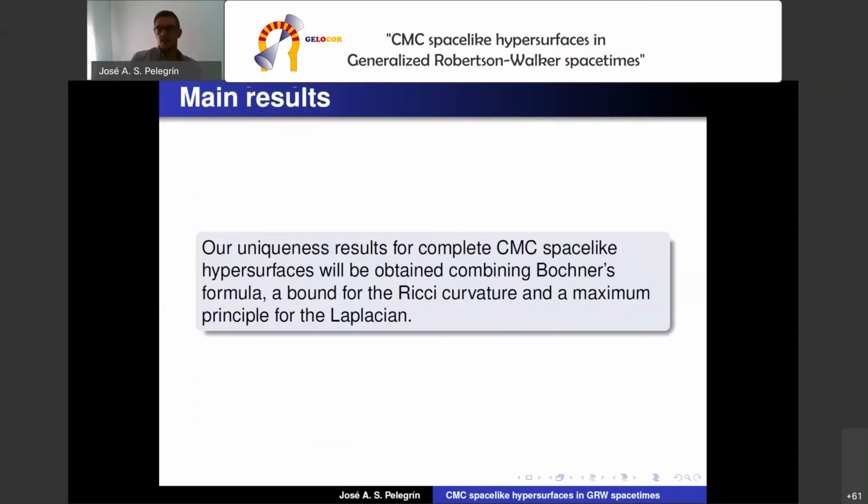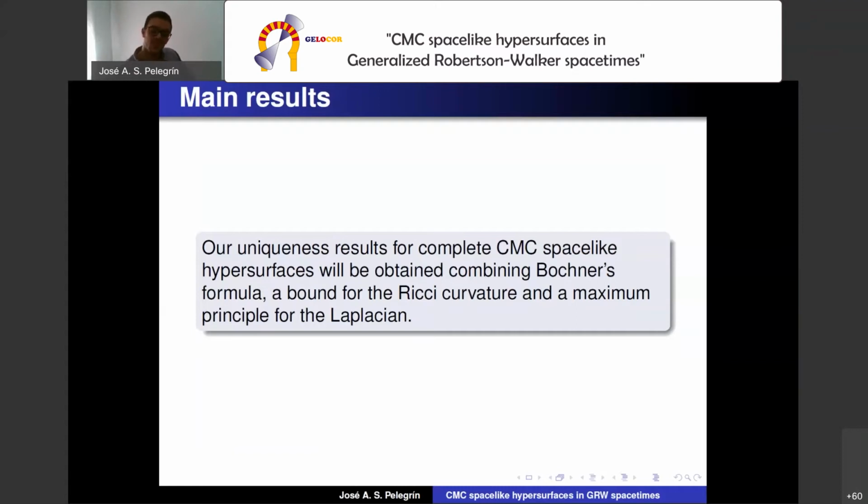Taking this into account, our goal is to determine under which conditions we can ensure that a complete CMC space-like hypersurface is a space-like slice. In fact, we will obtain that it will be a totally geodesic space-like slice. Okay. And in order to do so, we will need a few tools, and those three musketeers that will help us to reach our goals will be Bochner's formula, a bound for the Ricci curvature of the space-like hypersurfaces, as well as the almighty maximum principle.